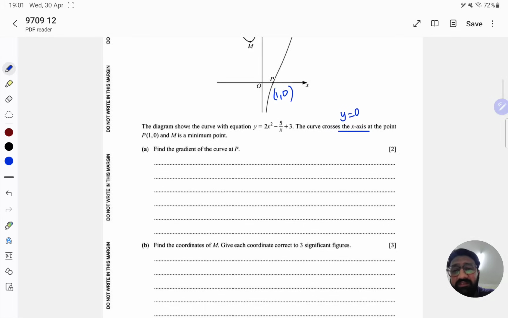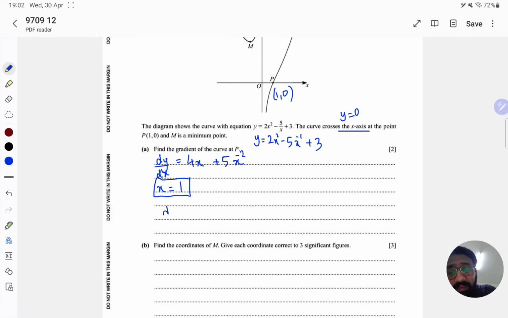So gradient of the curve means, let me write down the equation. y equals 2x square minus 5x power minus 1 plus 3. So gradient means we need to find dy by dx at the specific value where x is 1, because we need to find the gradient at P. So dy by dx will be 4x plus 5x power minus 2 plus 0. So the value we need to substitute for x at that specific place is 1.